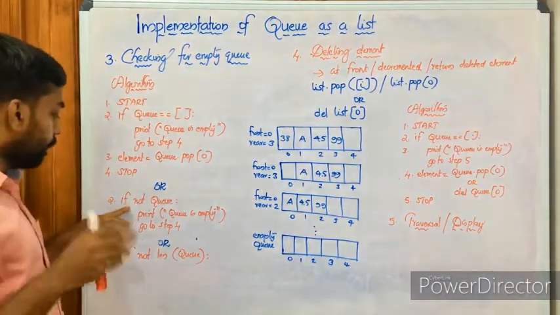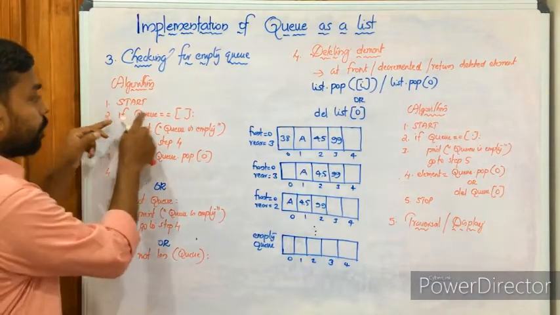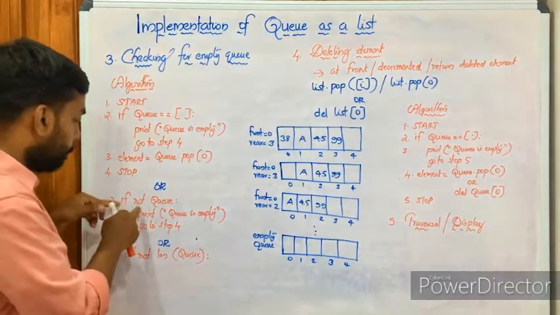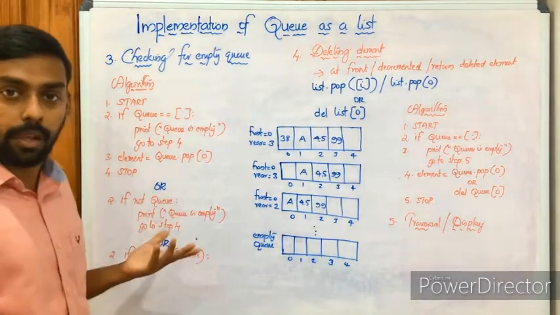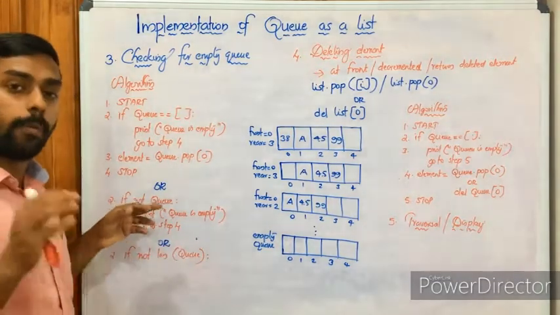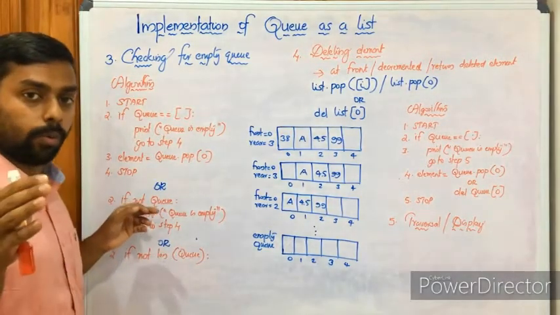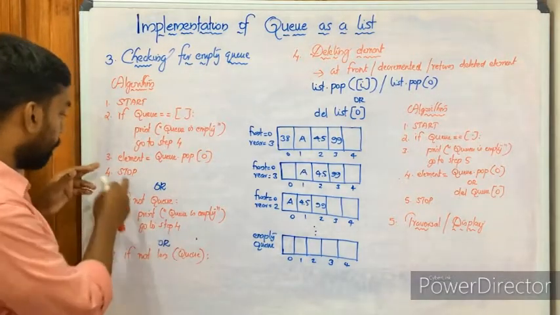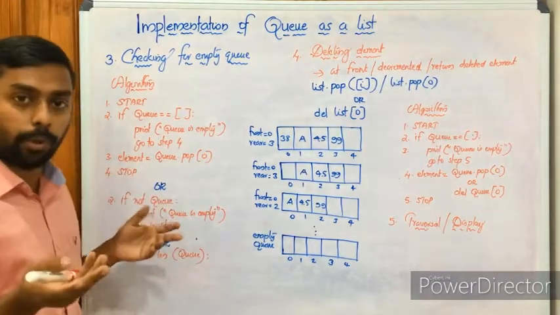We know that. Then second, instead of q equal to empty square brackets, here it is if not q. If not q, in the sense the q is empty. Okay, using the not operator. If not q, meaning q is empty, print q is empty, go to step 4, the first step is stop. Otherwise, element equal to q dot pop of 0.